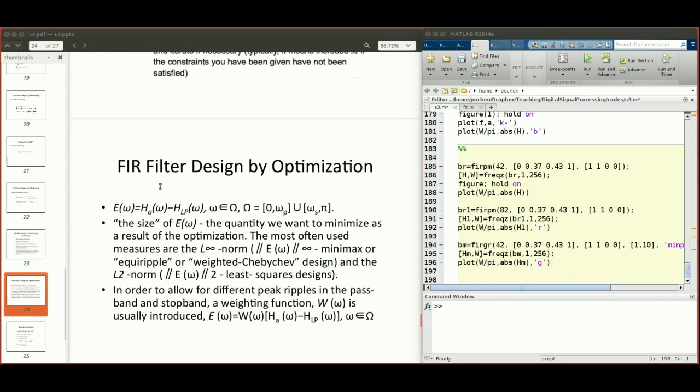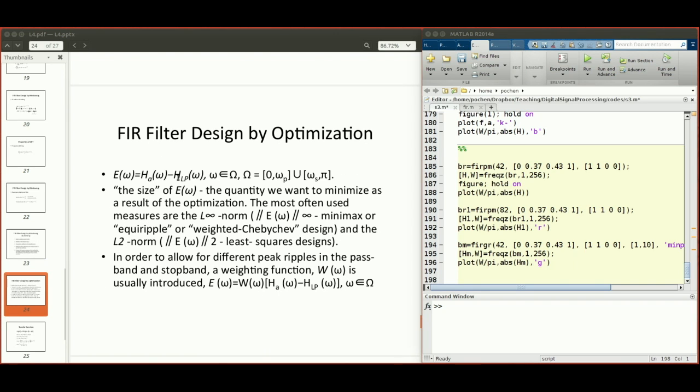And a second way for designing an FIR filter is just by optimization, right? We basically just minimize the difference between the approximate filter and the target filter. And there are different ways for defining the difference, right? We can minimize either the L2 norm or the infinity, the minimax norm, right? And it's going to result in different kinds of algorithms for generating those FIR filters, right?